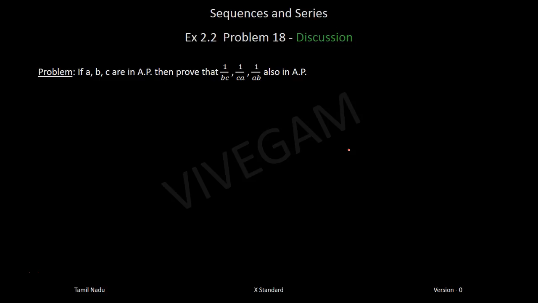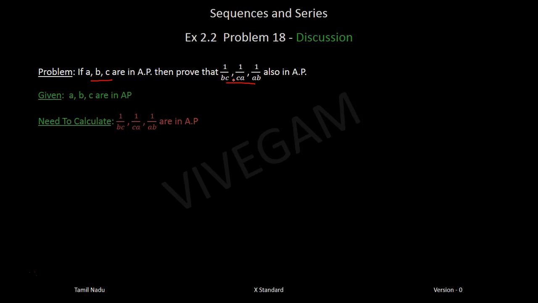Let's mark it. So A, B, C are in AP. Then we need to prove that these are also in AP. So if they are in AP, what does it mean? B minus A, T2 minus T1, will be equal to T3 minus T2. That is, B minus A will be equal to C minus B. Right? So A, B, C are in AP. Then we need to prove that these are in AP.